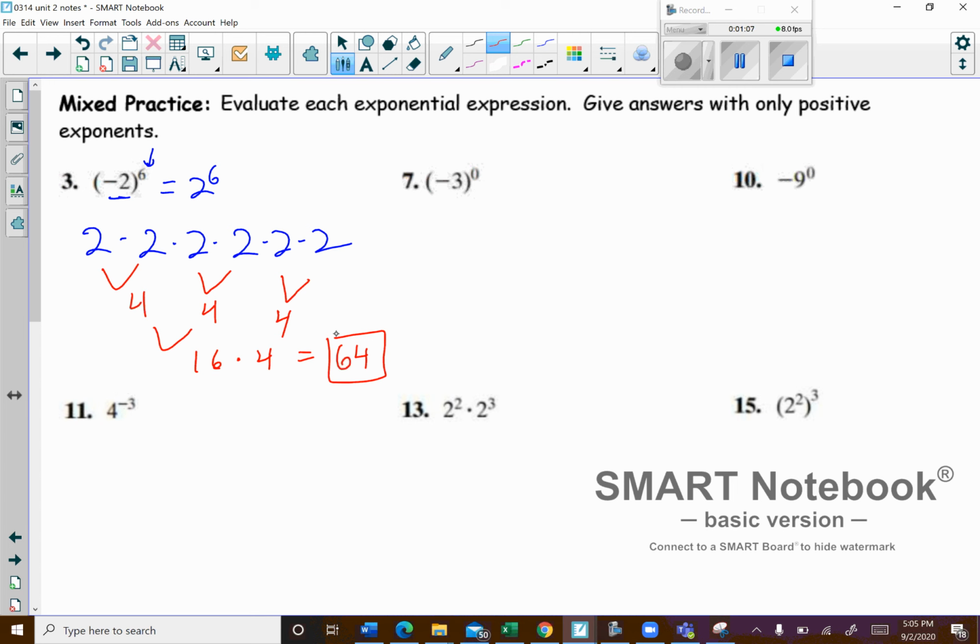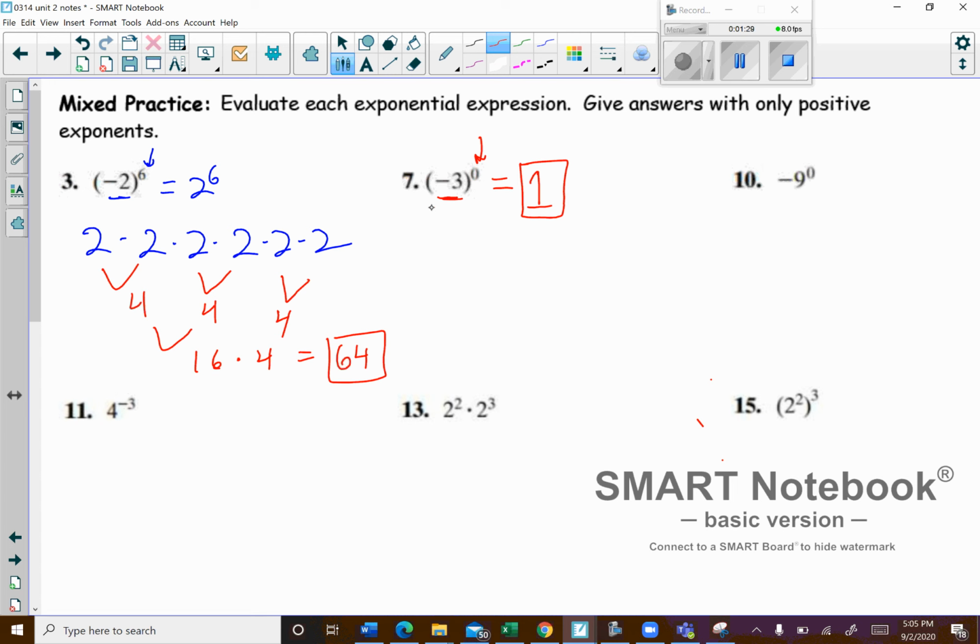Okay, so let's see our next one. We have our exponent is going to be 0. So your base right here, even though it's negative, negative 3 to the power of 0, that's going to equal 1. So that goes back to our zero exponent property. Your base, positive, negative, whatever, as long as it's not 0, you're fine.